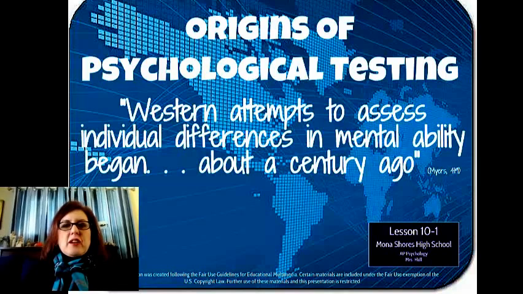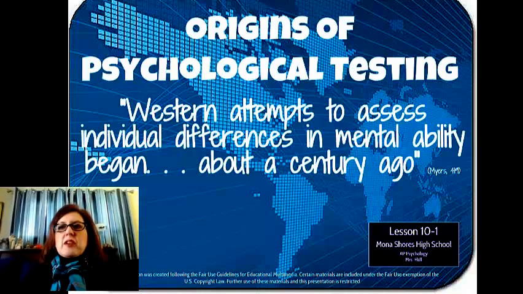Unit 10 is all about testing and individual differences. And by individual differences, we're going to be looking at intelligence primarily. We'll also be looking at gender differences and various things like that. So when we look at testing, that's what we're going to start with. Our first few lessons are going to be about testing.